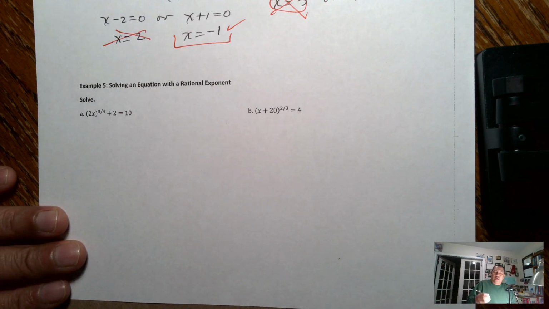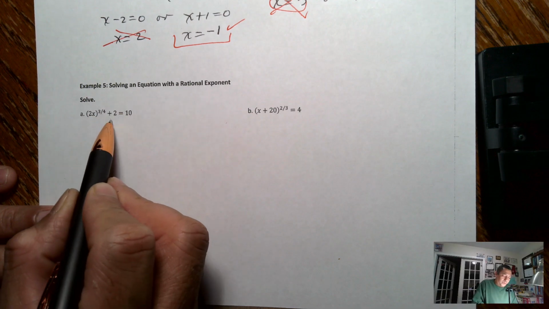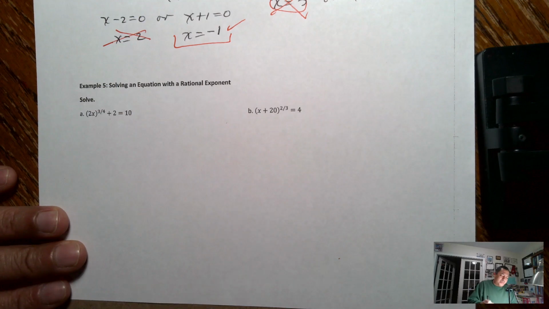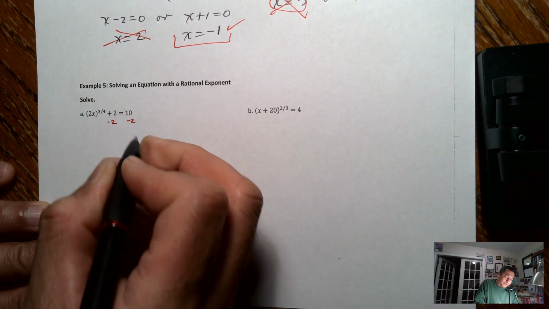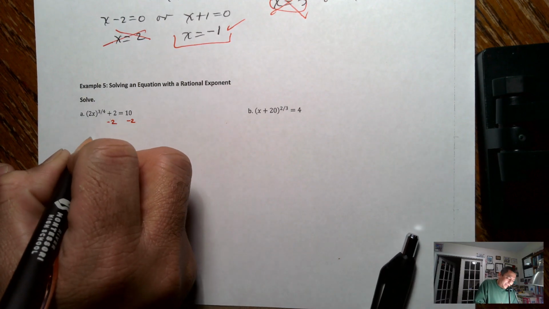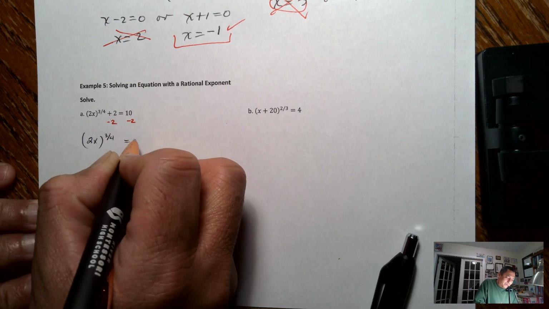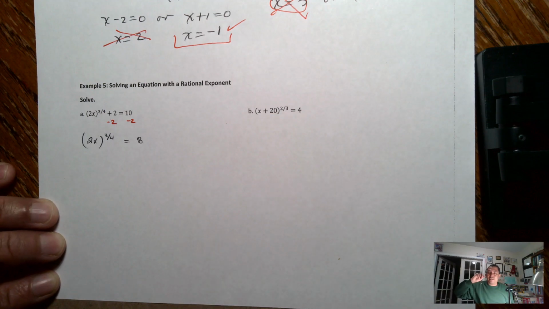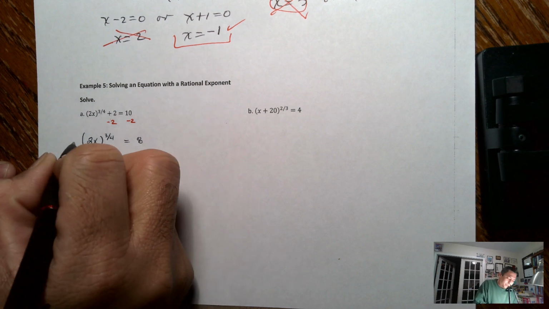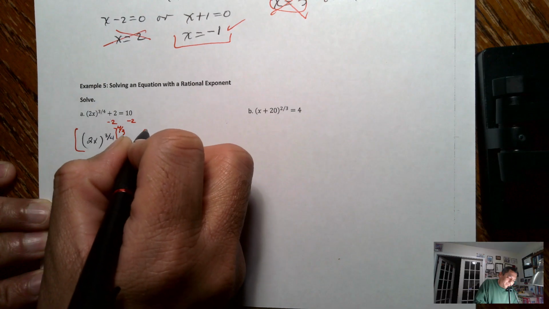Example number 5, we have 2x to the 3/4 plus 2 equals 10. Remember, in this case, the first step is getting rid of this 2. So minus 2, minus 2. So I have that 2x to the 3/4 is equal to 8. Now we're going to elevate both sides by the reciprocal of that fraction, which is 4 over 3. Both sides, 4 over 3.